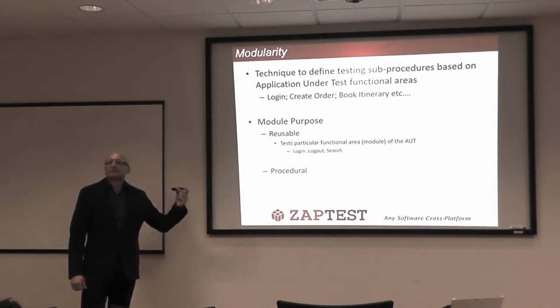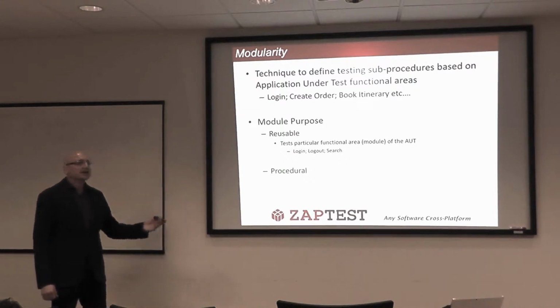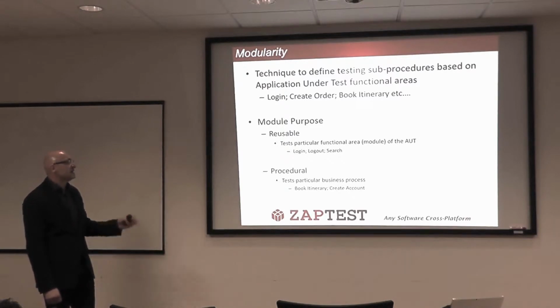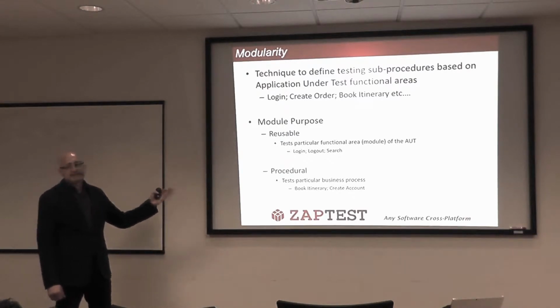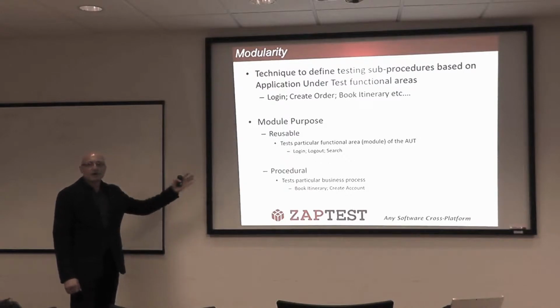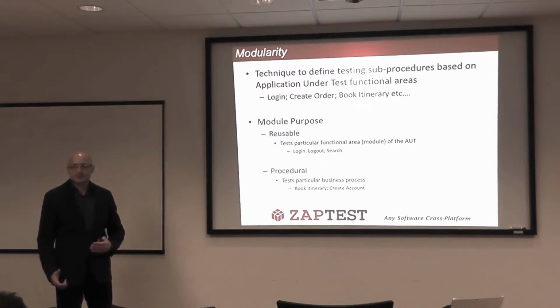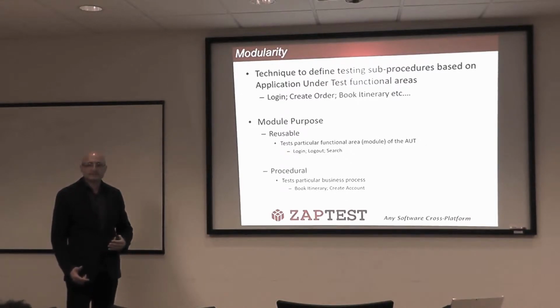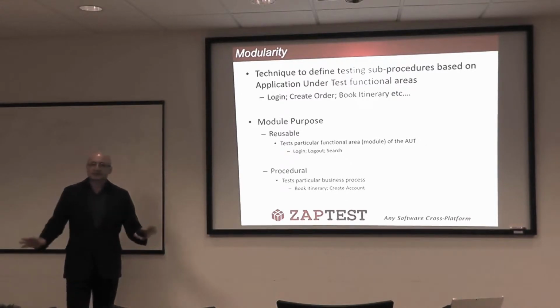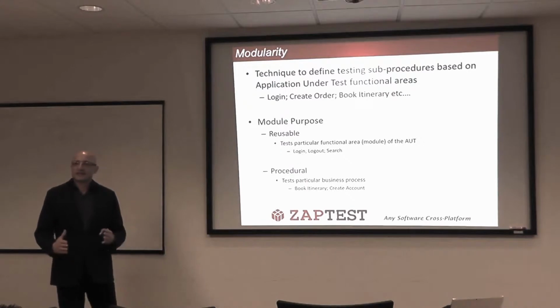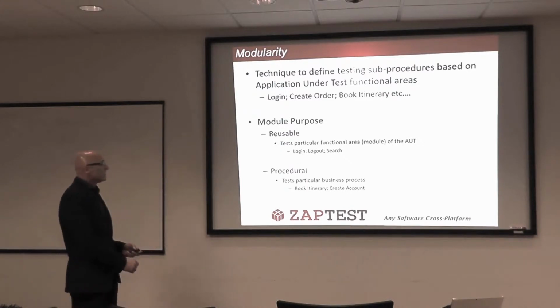So we first build a library of reusable test modules. Out of the library of reusable test modules, we can then construct procedural modules that test a particular business process. We simply call them one after another in sequence as we need them to. Right? Any questions here? That's clear, right? All right.